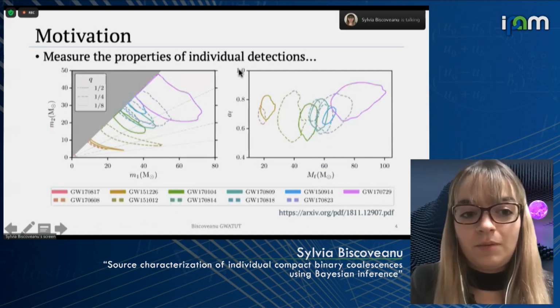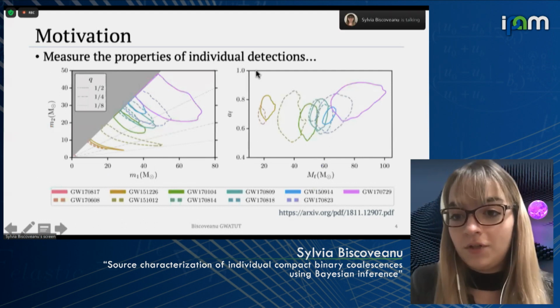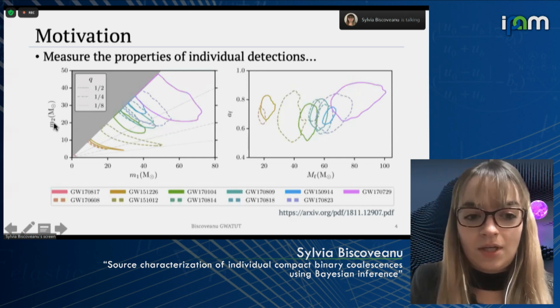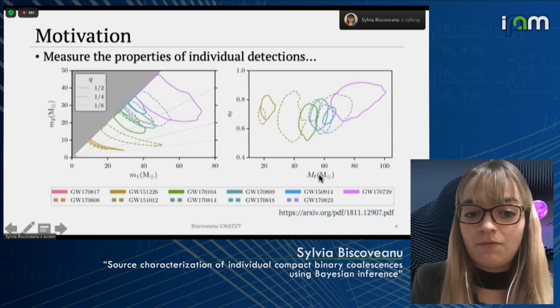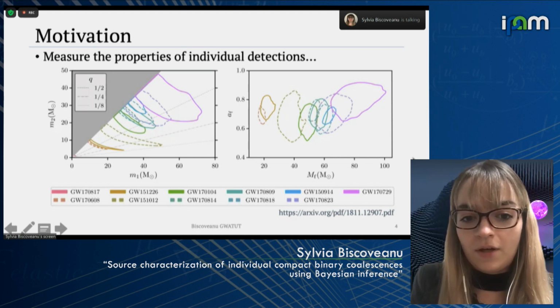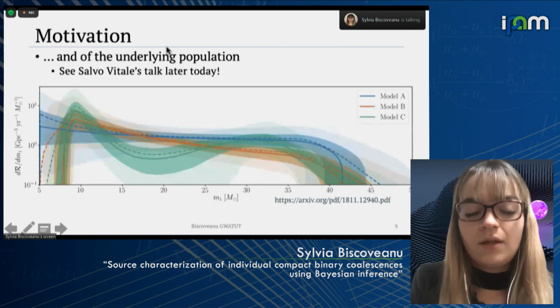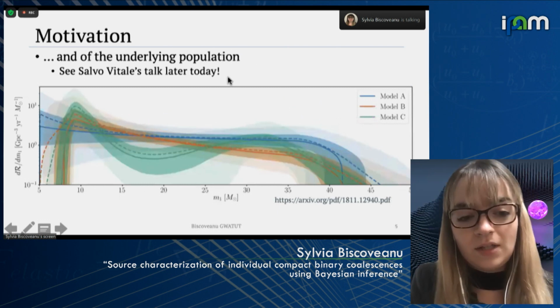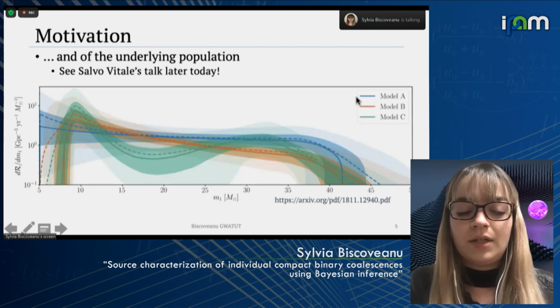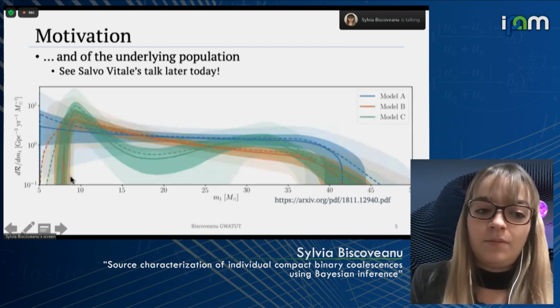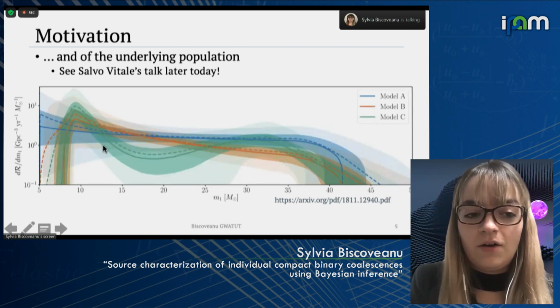So this lecture will be focused on how to measure the properties of individual compact binaries. Here you can see, again, this corner plot of the two component masses and of the final mass and final spin of the first 11 compact binary detections, including the binary neutron star. But later today, in Salvo Vitale's talk, you will learn how to take the results that we obtained for the individual compact binaries and further analyze them to gain an understanding of the underlying population of sources. That's called hierarchical inference, so you'll hear more about that later today.